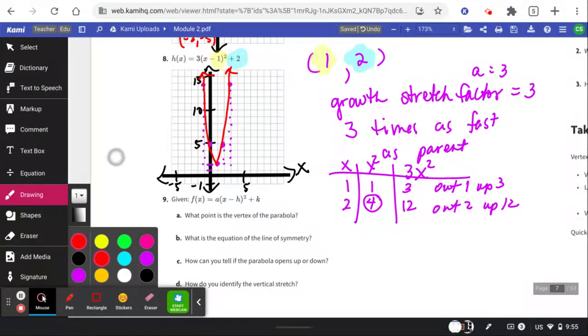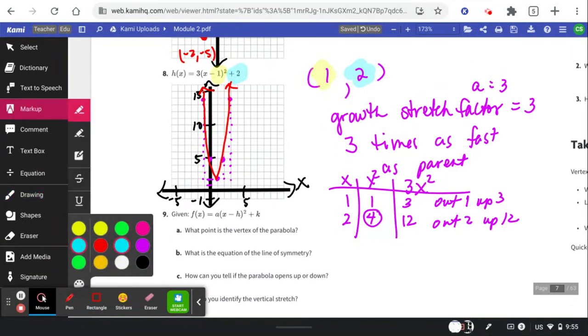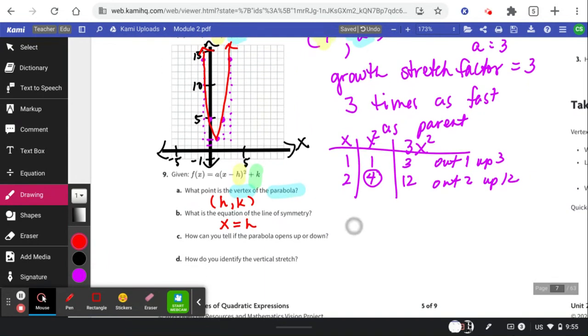All right. Given this formula here, what is the vertex of the parabola in this formula? We see that h, we see that k. So the vertex is (h, k). What is the equation of the line of symmetry? Oh, we forgot to put all the lines of symmetry. I'm going to go back and do those right now. It's x equals the h value, whatever that x value is of your vertex.